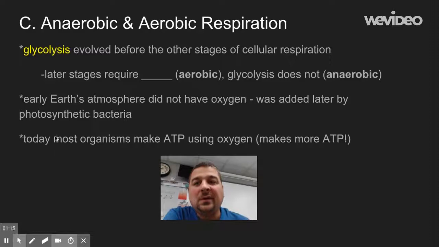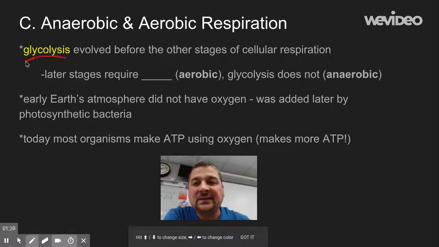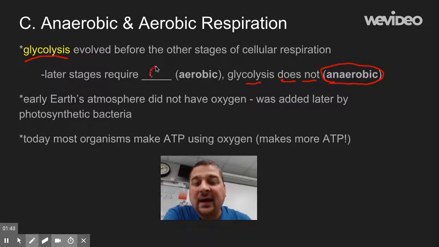Okay. So remember, glycolysis, which we talked about in the last video, is just the first step in breaking down the glucose. It happens in the cytoplasm of the cell. Scientists think glycolysis evolved before these next stages that we're going to study, because glycolysis does not require oxygen. Glycolysis itself, the first step, is anaerobic. That can take place whether or not oxygen is even there. It does not require oxygen.